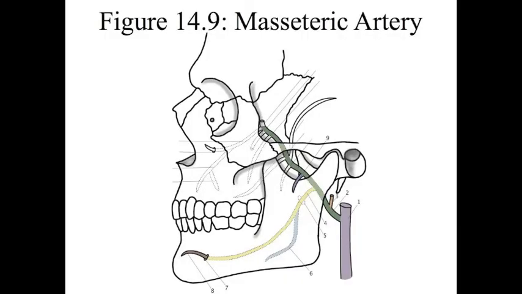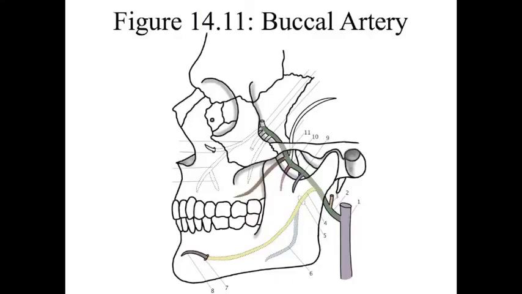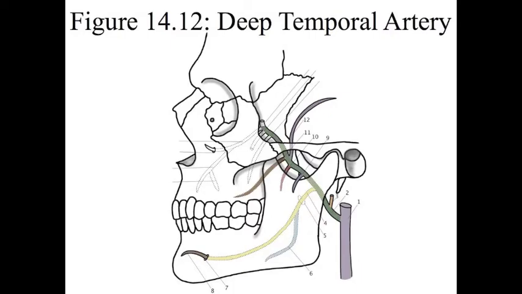The next 4 arteries supply the muscles of mastication and the buccinator. Number 9 is the masseteric artery, and it goes to the masseter. Number 10 is the pterygoid artery, and it goes to both the medial and lateral pterygoid muscles. Number 11 is the buccal artery, and it goes to the buccinator, which is not a muscle of mastication. Number 12 is the deep temporal artery, and it goes to the temporalis muscle.